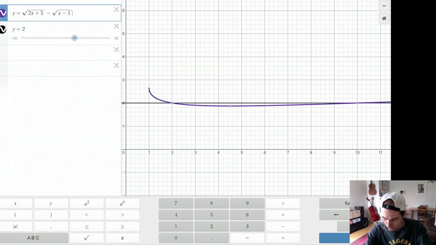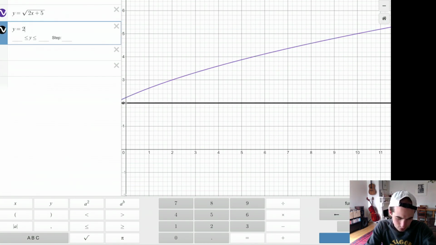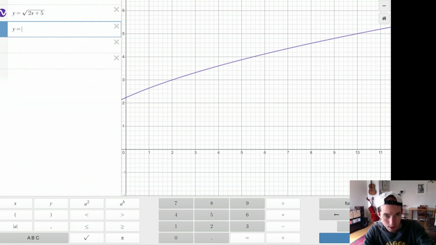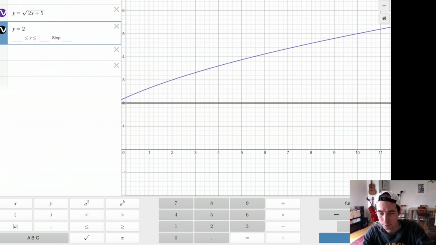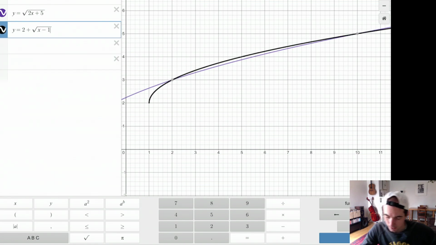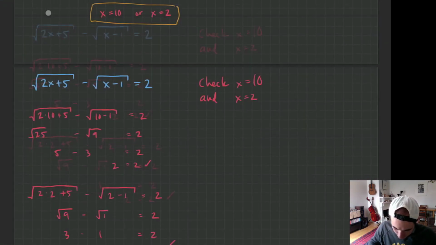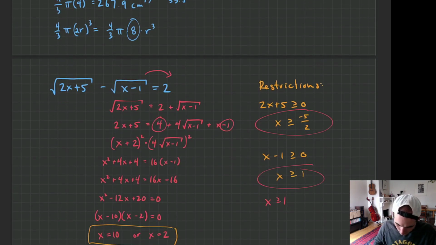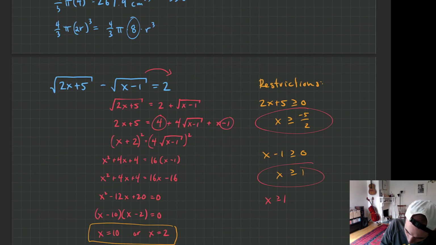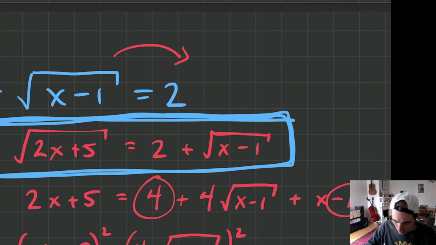And if we really wanted to, what we could do is cut that out, and let's do 2 plus the square root of x minus 1. Okay, that's another place where they intersect. So basically what I did was I graphed this equation. This is the equation that I think we're actually concerned with.